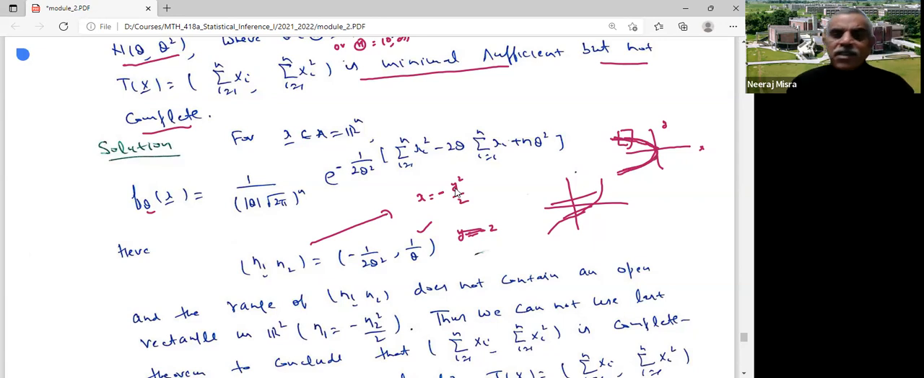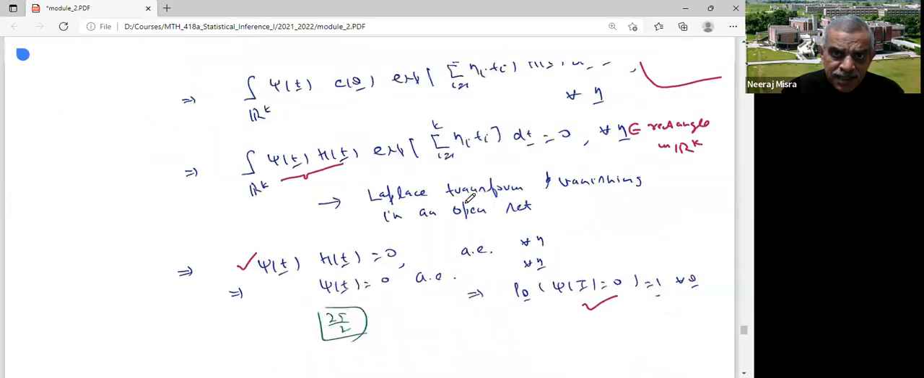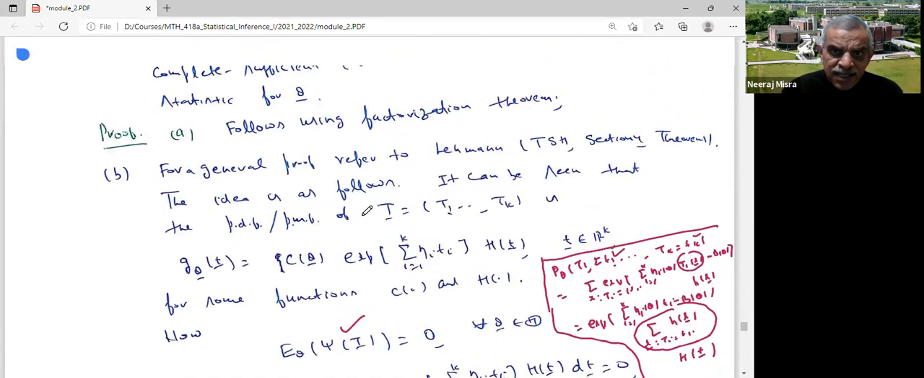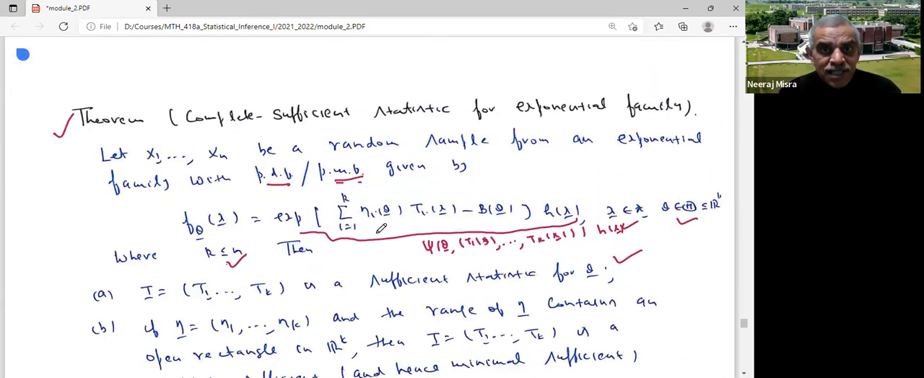And that is why I cannot conclude that summation xi square and summation xi is complete from the last theorem. So you have to be careful that for completeness, if you have k terms over here, the range of eta 1, eta 2, eta k should contain a k-dimensional rectangle. Now here theta is equal to R k. Theta belonging to capital Theta is a subset of R.